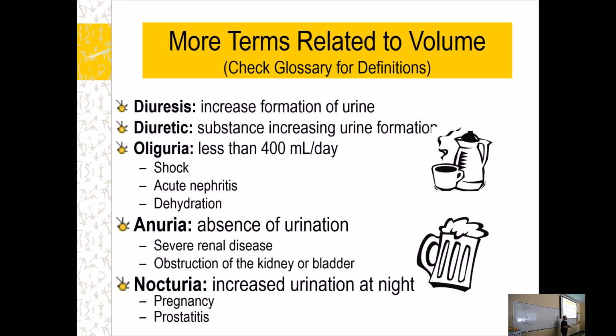We're going to see this in severe renal diseases. Your kidneys aren't working. We talked about how much blood filters through the kidneys on a regular basis. Well, when they're not working, things aren't filtering through and we're not getting any urine production. Nocturia is when we have increased urination at night. Noct is night. Things like prostatitis and pregnancy are two different times in particular that we will see more of that.